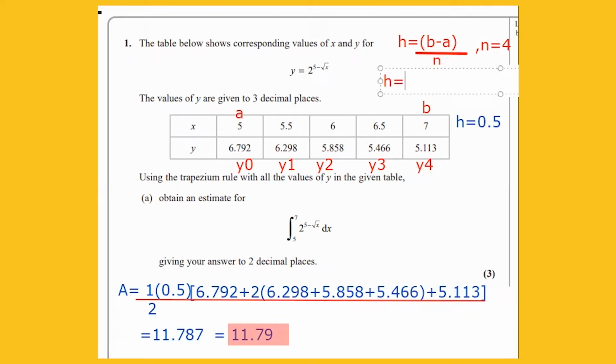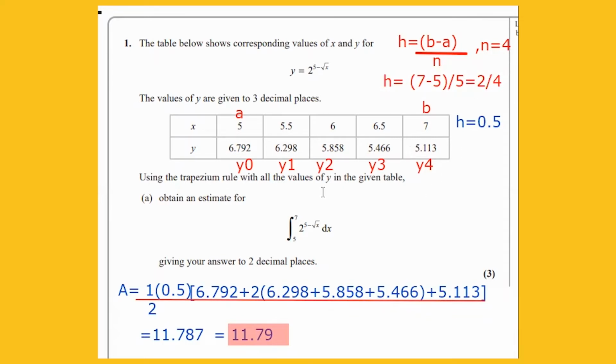When we do the calculation, we find that this would be 7 minus 5 divided by 4. And so the answer is equal to 2 over 4, which is equal to 0.5.